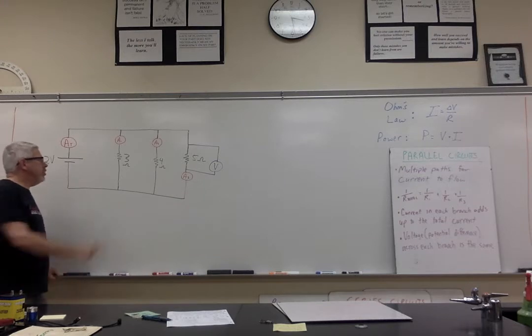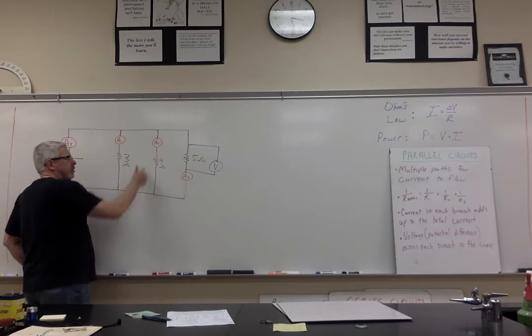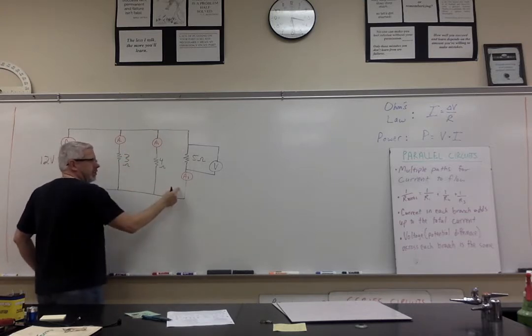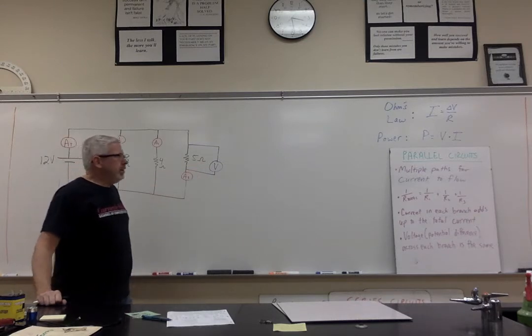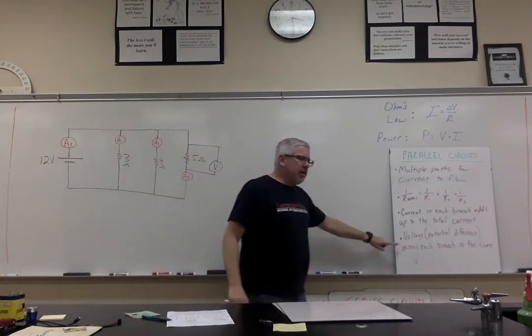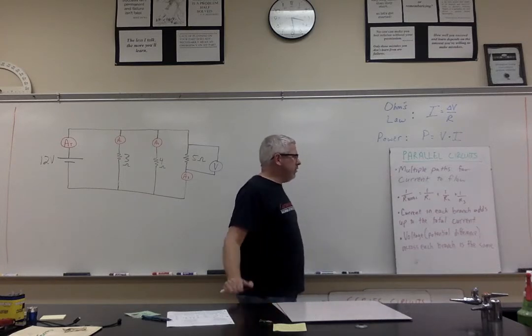All right, so I've got an ammeter also designed to measure the current through this branch, an ammeter to measure the current through this branch, and an ammeter to measure the current through this branch. I've only got one voltmeter in the circuit, and the reason for that is going to be listed down here. So, big idea, multiple paths for electricity to flow.